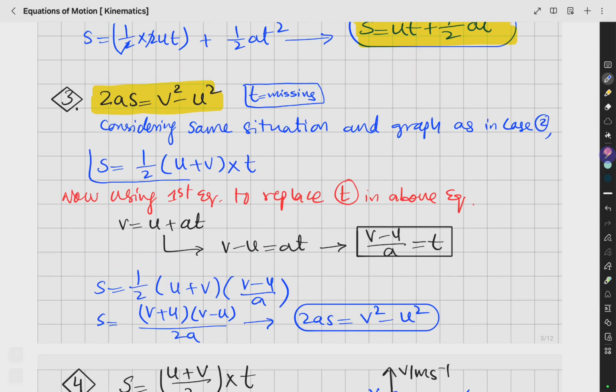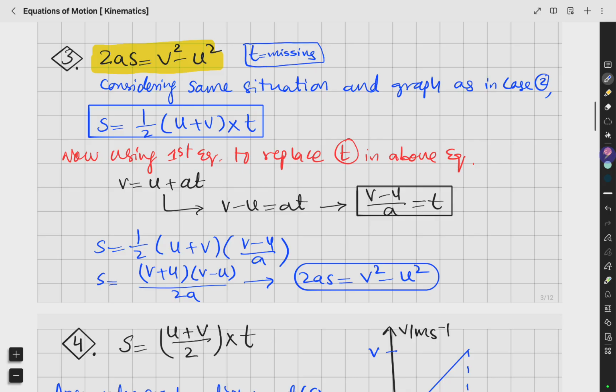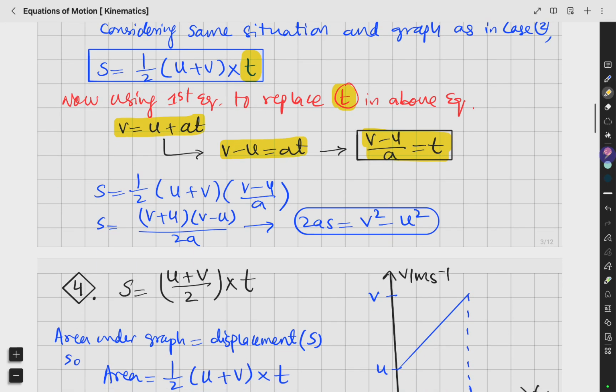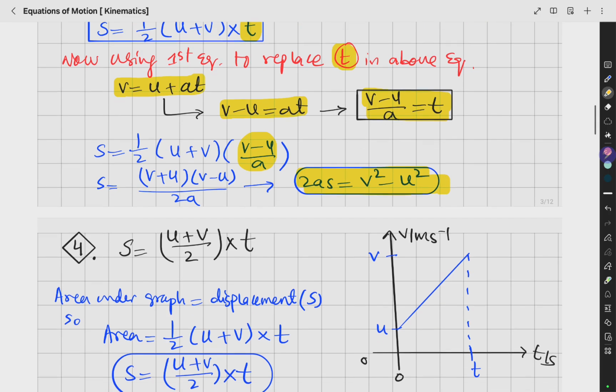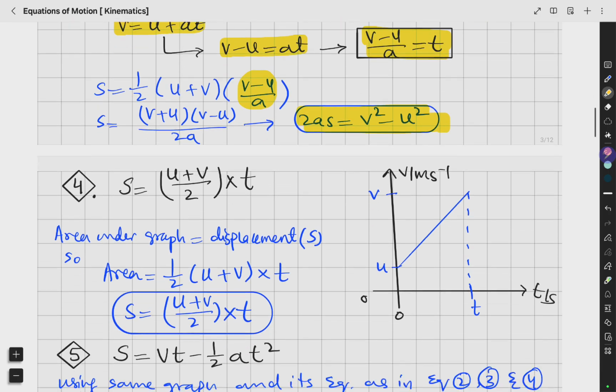So the graph equation was this. The area under the graph is s, which is half (u plus v) into t. Now again you use the first equation, but this time you need to replace t. Why? Because in this equation t is missing. So from the first equation you make t the subject. So t is (v minus u) over a. You plug in the value of t over there, and then of course you simplify it to get 2as equals v squared minus u squared.